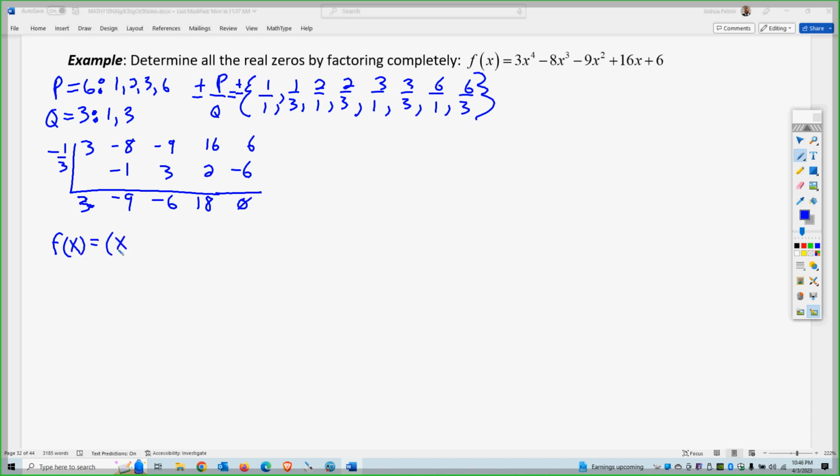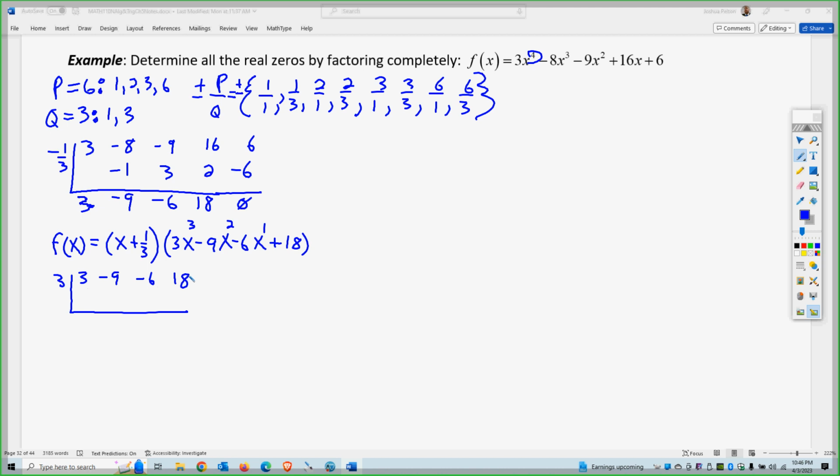Okay, so f of x equals x plus 1/3, which gives me negative 1/3, right? And we have 3x cubed minus 9x squared minus 6x plus 18. The original one was a 4th power. I took one out. Now I'm left with 3, 2, and 1. So I believe I remember correctly from the calculator when I was graphing it. It looks like 3 was an x-intercept, so I'm going to try that one next. So 3, negative 9, negative 6, and 18.